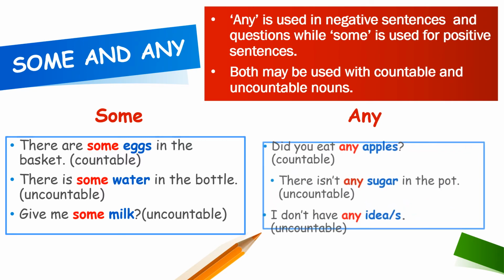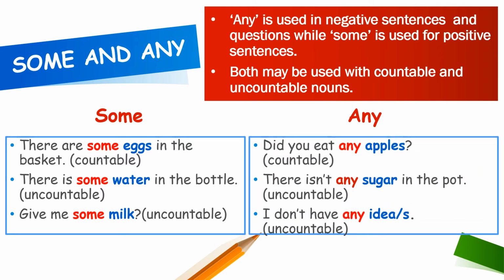Let's check out a few examples using any. Did you eat any apples? So apples we can count. There isn't any sugar in the pot. It is uncountable as we cannot count sugar. I don't have any idea. Idea is an abstract notion which we cannot count, so it is uncountable.